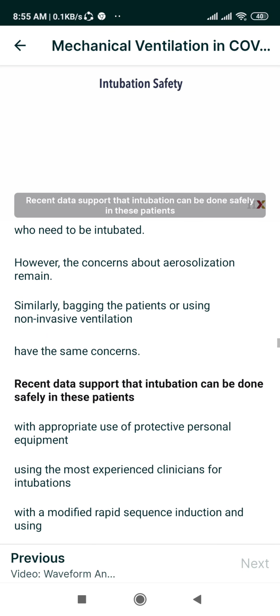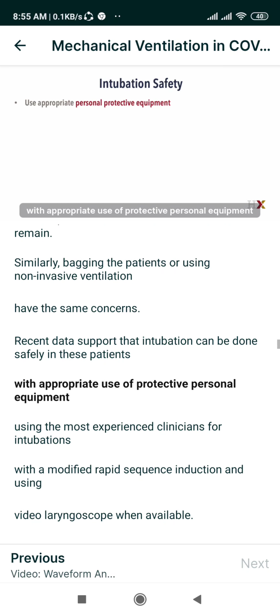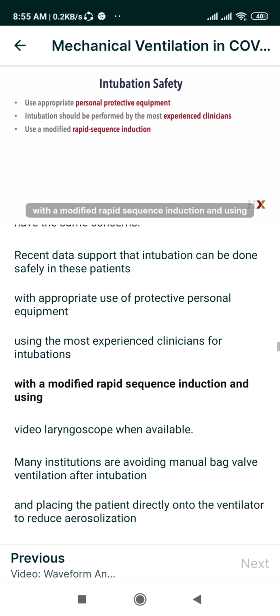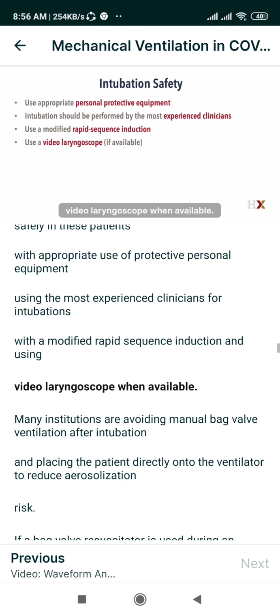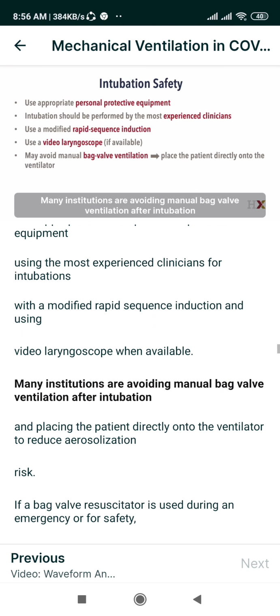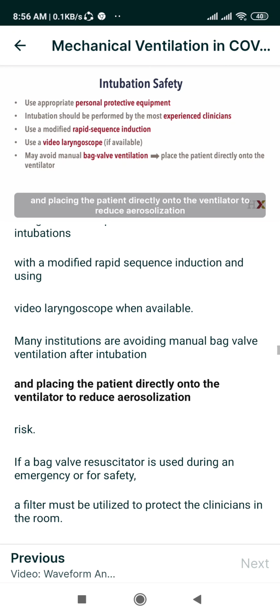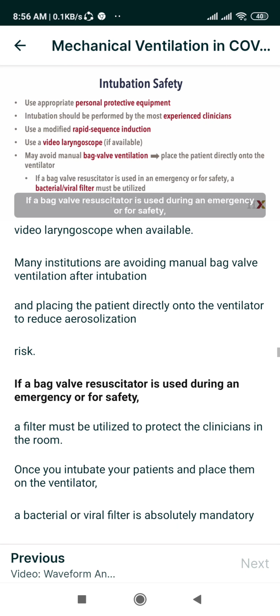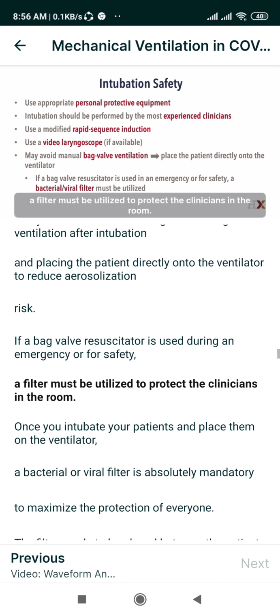Recent data support that intubation can be done safely in these patients with appropriate use of protective personal equipment, using the most experienced clinicians for intubations, with a modified rapid sequence induction, and using video laryngoscope when available. Many institutions are avoiding manual bag valve ventilation after intubation and placing the patient directly onto the ventilator to reduce aerosolization risk. If a bag valve resuscitator is used during an emergency or for safety, a filter must be utilized to protect the clinicians in the room.